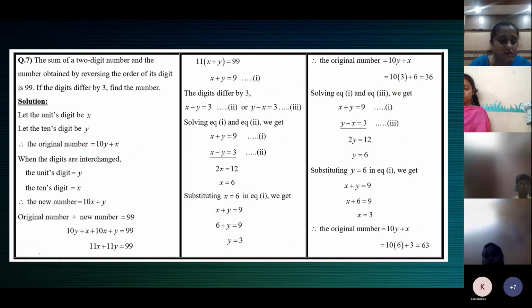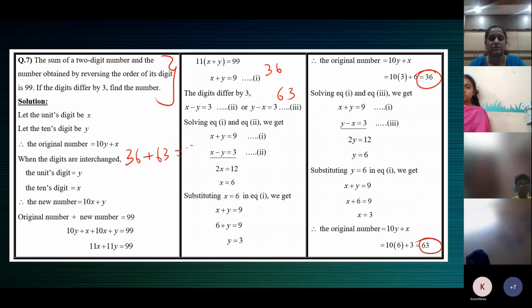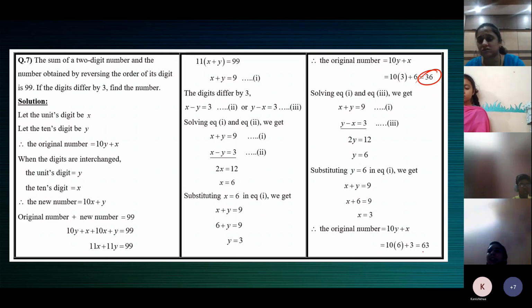Both these answers will satisfy the information given here. See here, the difference of the digits is 3. In 36, the difference of the digits is 3. In 63 also, the difference of the digits is 3. And the sum of the original number and the new number is 99. So the number can be 36 or 63.